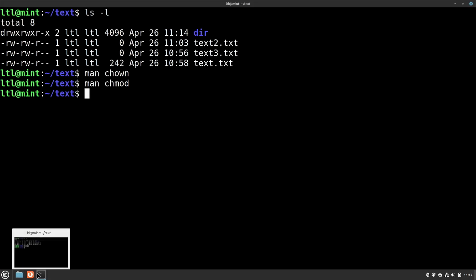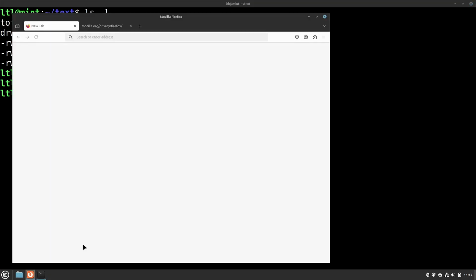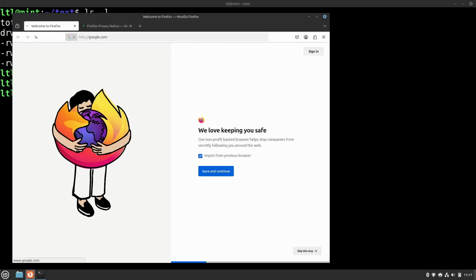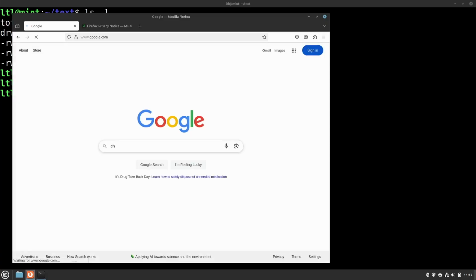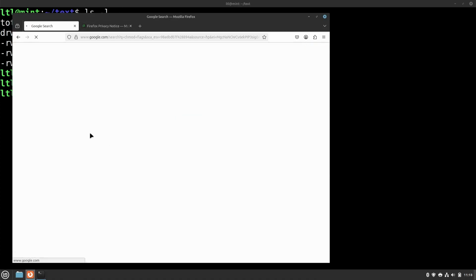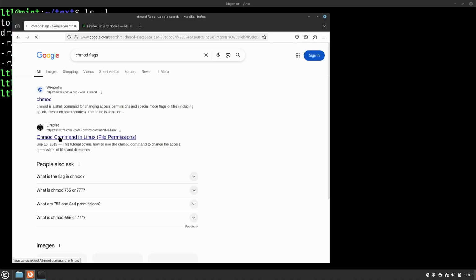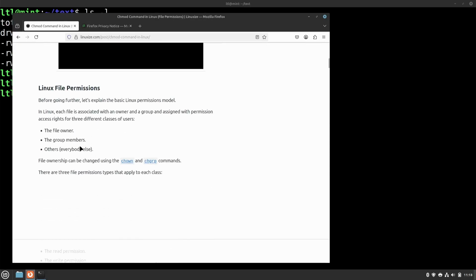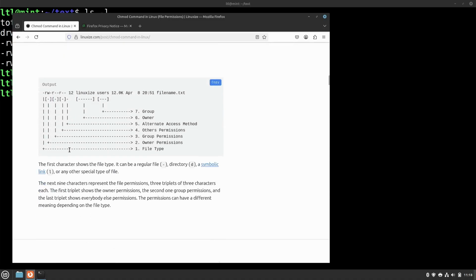If you don't want to use the man page, or you find that the man page is not helpful, you can go to Google, of course. Let's Google chmod flags and see what that comes back with. Let's look at this one here, the very first one. Let's see if they talk about the permissions and the numbers.